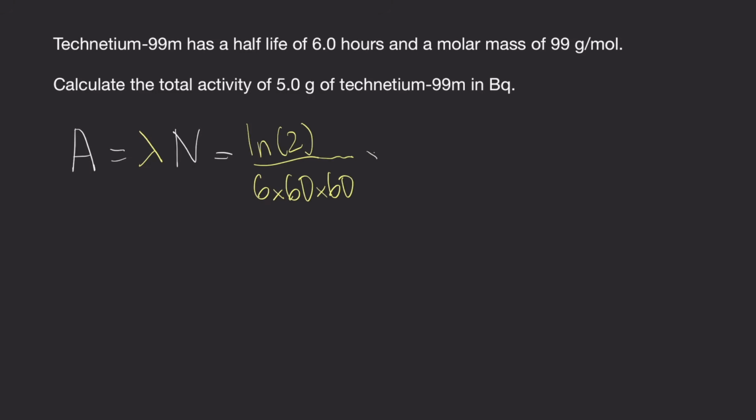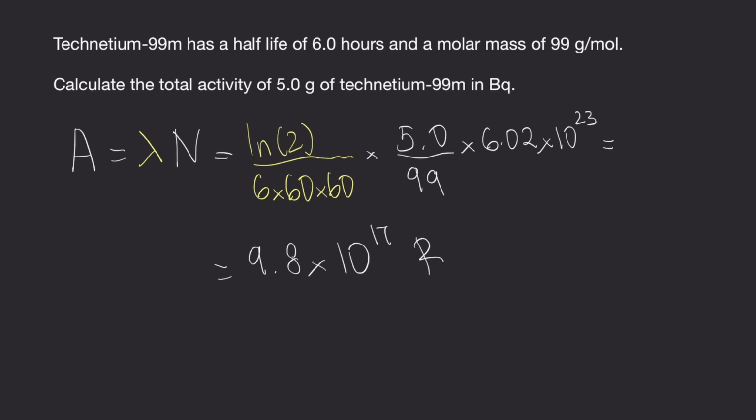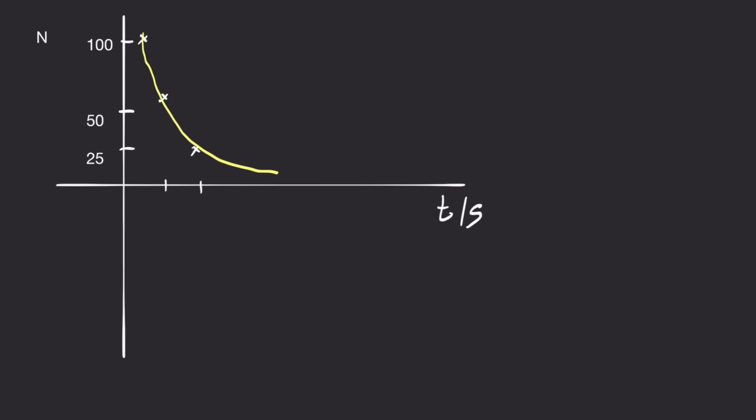To work out the number of particles, we need to use total mass divided by the molar mass multiplied by Avogadro's number. Because we're working in grams, I can just go 5 grams over 99. This is going to give us the number of moles. Multiply this by Avogadro's constant, which is 6.02 times 10 to the power of 23. And this here will give us a total activity of right about 9.8 times 10 to the power of 17 becquerel.